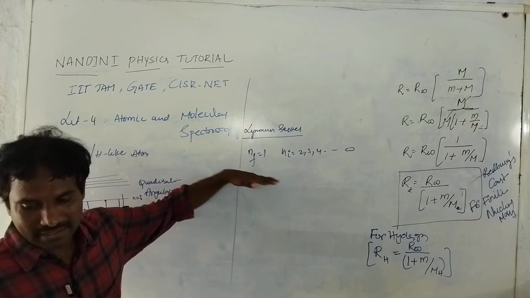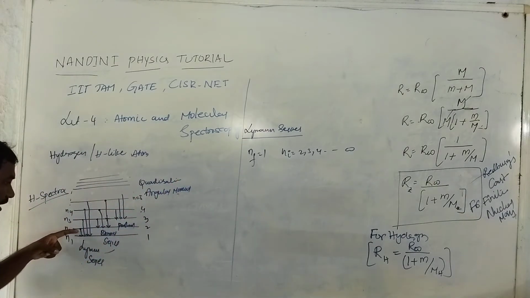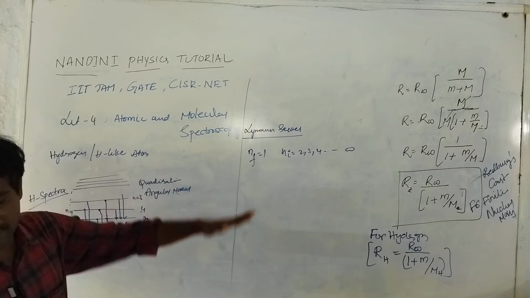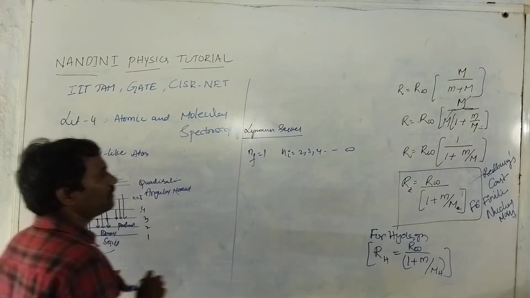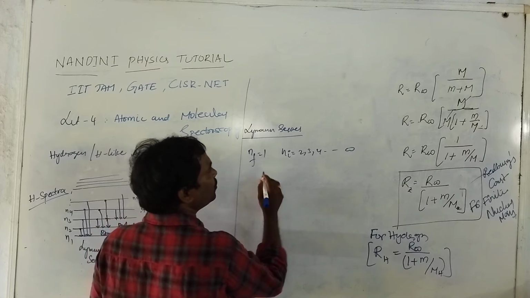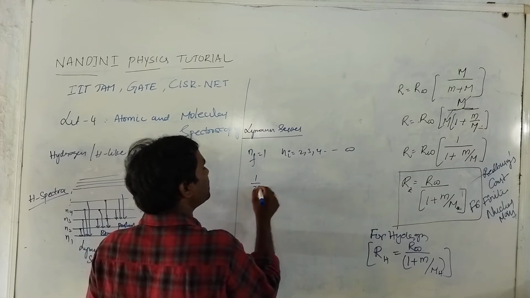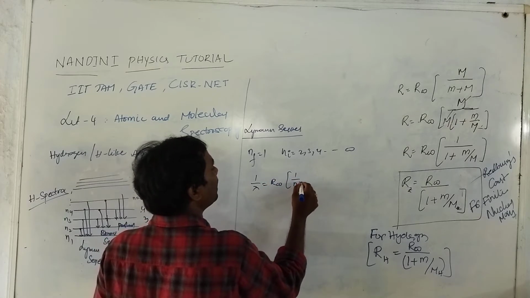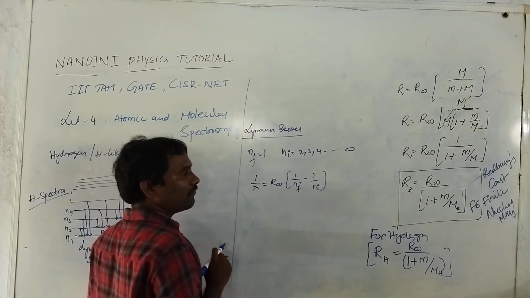These are the initial states of the electrons: 2, 3, 4 and 5, up to infinity. So substitute for the first line. I want to find out the first line. Therefore, substitute these values in the previous equation: 1 by lambda is equal to R infinity into 1 by nf square minus 1 by ni square. This gives the emitted wavelength of radiation that I want to find out.